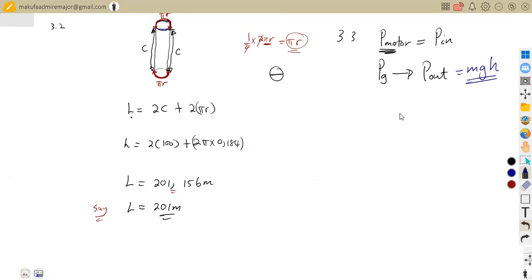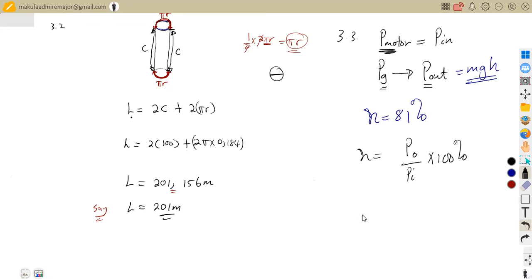We are talking about potential energy there. All right, so we are given the efficiency, and we know that efficiency is given as the power out over the power in times 100%. Remove the 100%, we divide by 100. This power out is PG, that is our power out, the power to lift the load against gravity. And P in is the power of the motor.